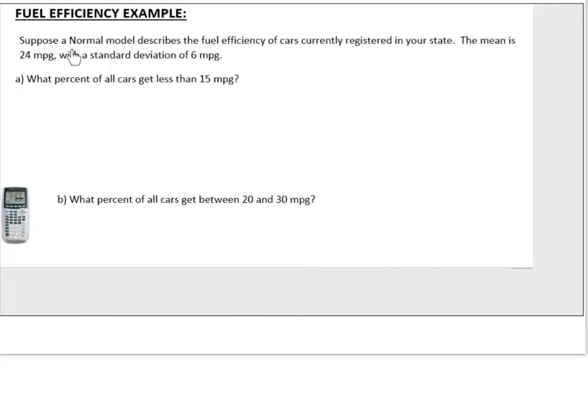We're going to be talking about a normal model that describes the fuel efficiency of cars registered in our state. The mean here is 24 miles per gallon, standard deviation is 6. So by the way, the shorthand for that is a normal with 24 and a 6, if you want to write it like that. Now in part A, they want us to find the percent of all cars that get less than 15 miles per gallon.